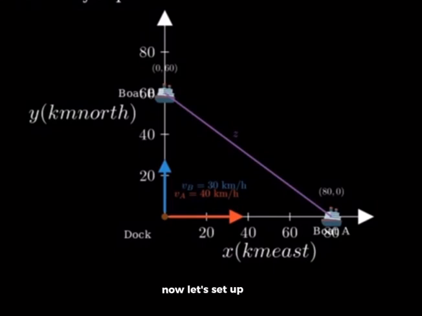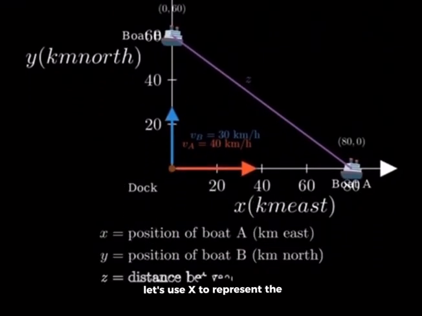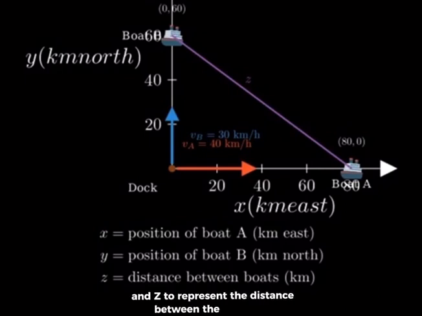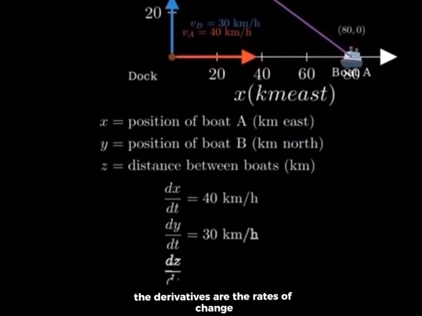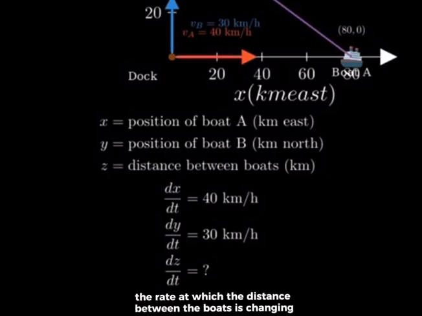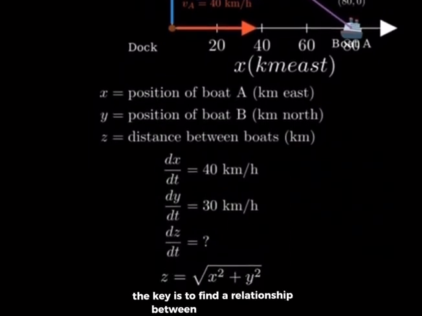Now, let's set up the mathematical relationship between the variables. Let's use x to represent the position of boat A eastward from the dock, y to represent the position of boat B northward from the dock, and z to represent the distance between the two boats. The derivatives are the rates of change. dx/dt is 40 kilometers per hour, the speed of boat A, dy/dt is 30 kilometers per hour, the speed of boat B, and dz/dt is what we're looking for, the rate at which the distance between the boats is changing. The key is to find a relationship between these variables.